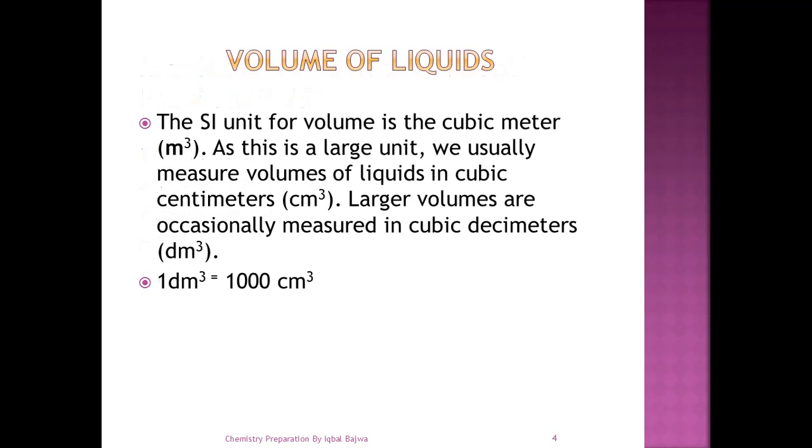Volume of liquids. The SI unit for volume is the cubic meter, m cube. This is a large unit, so we usually measure volumes of liquids in cubic centimeters. Larger volumes are occasionally measured in cubic decimeters. 1 decimeter cube is equal to 1000 centimeter cube.